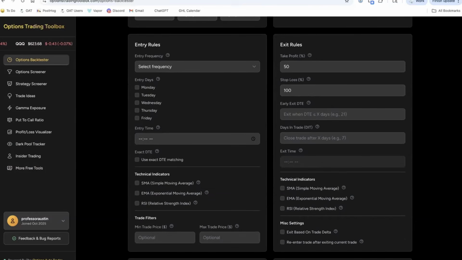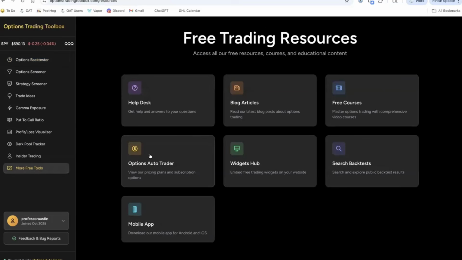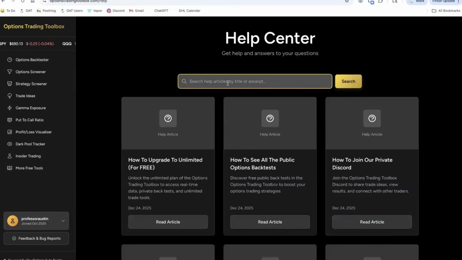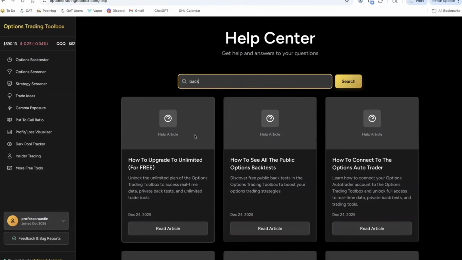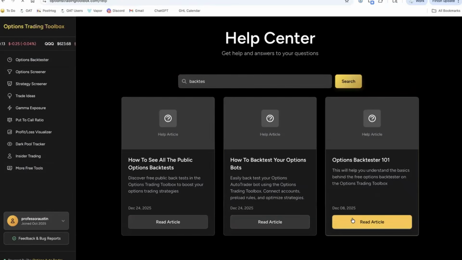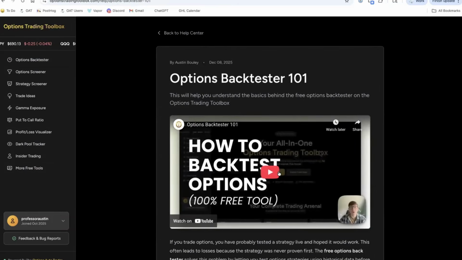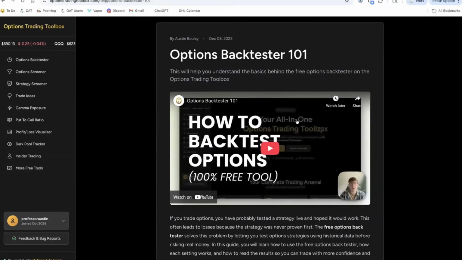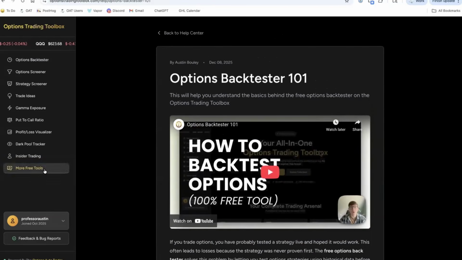Go underneath more free tools, go under help desk, type in backtester, and there's a video where I walk through, it's probably like a 15-minute video, each different field, what it means, how it adjusts the backtest, and how to use it yourself. So all that's in there for you by default.